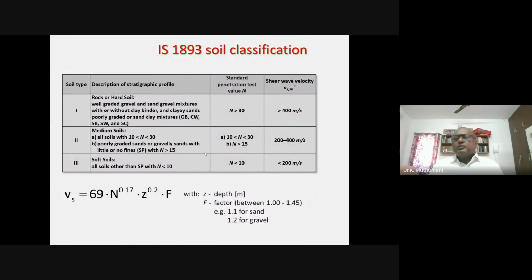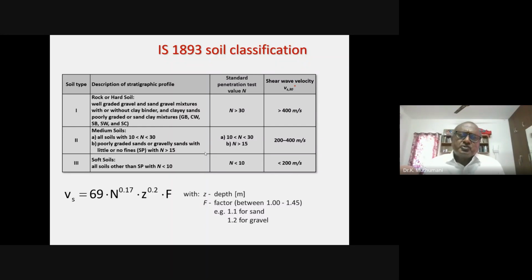Similarly, now I'm coming to the next important point that I want you to note. For example, the Indian code talks about three cases, that is type 1, type 2, type 3. And they simply say it is rock, medium soil, soft soil. But how do you know anything about that? For the time being, you have no idea. For example, how do we go about it? The only thing that you get from the soil report is the N values.